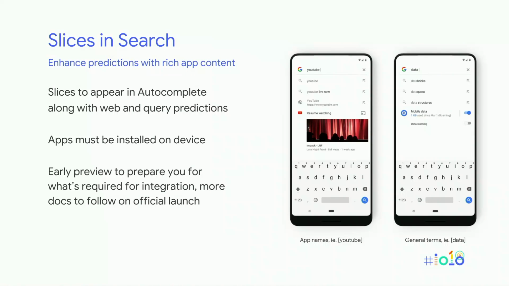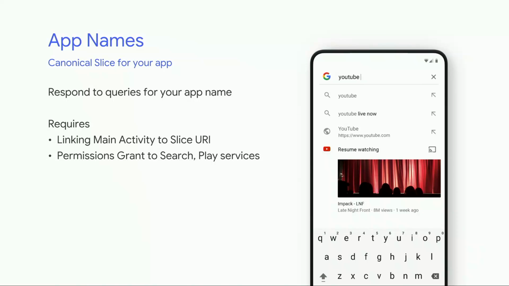And these next few slides are really just a preview. We're going to be launching all sorts of documentation when we officially ship this later this summer. All right, so let's talk through how you do this for an app name. There are 2 things you really need to do in this case. You need to link a specific slice to your main activity of your app. That's the activity that shows up in Launcher and the activity with the name that users will search for. And you need to grant some permissions.